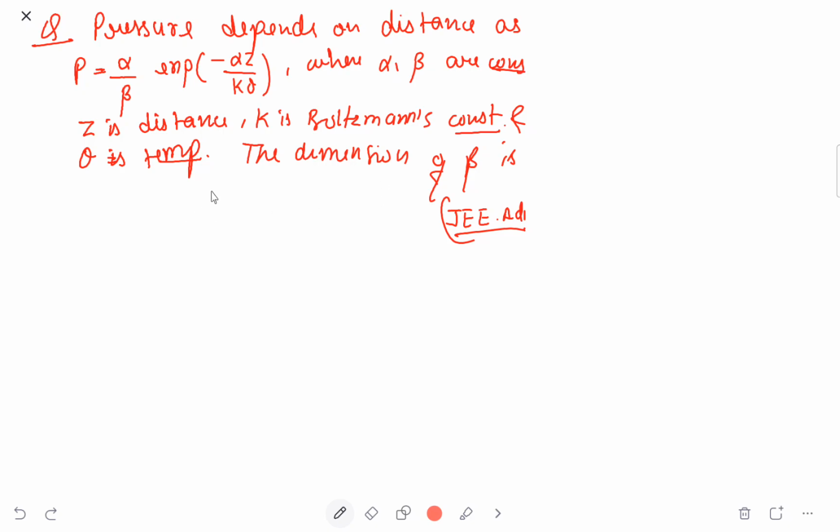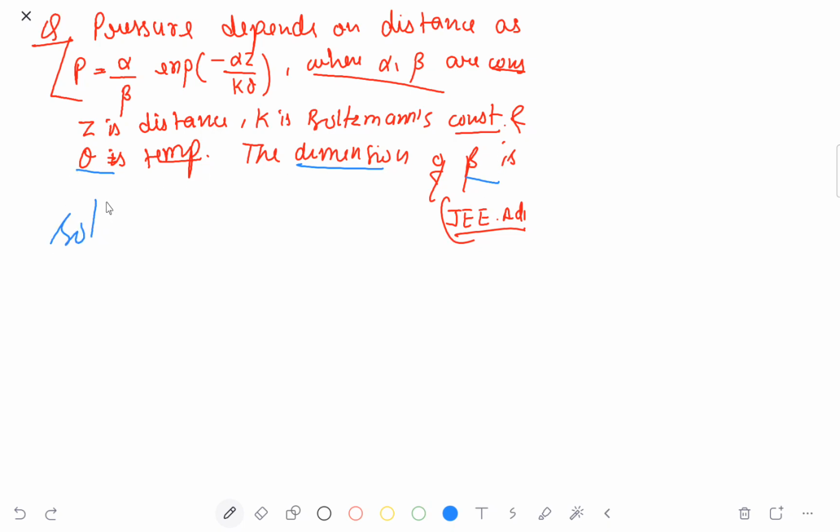So here we have another question in which pressure depends on a distance as given. This is the relation where alpha and beta are constants, K is the Boltzmann constant, theta is temperature, and we have to calculate the dimension of P. Now see, first thing, as we know that an exponential function has no dimension.